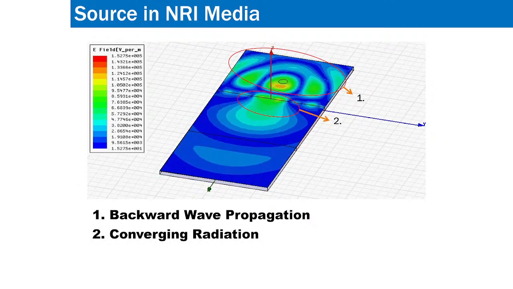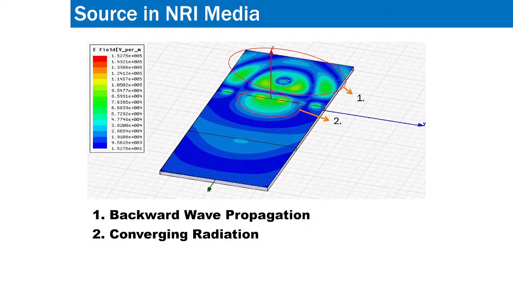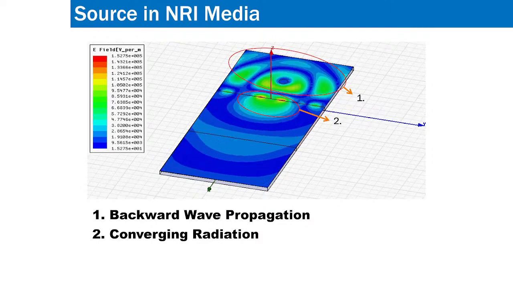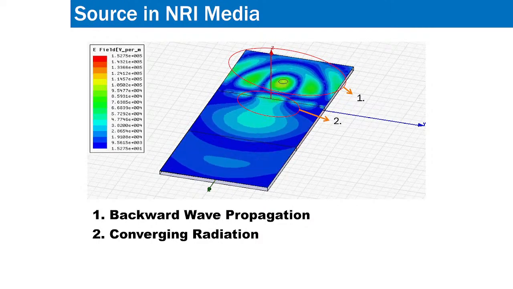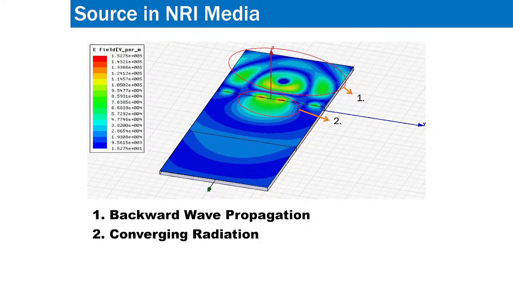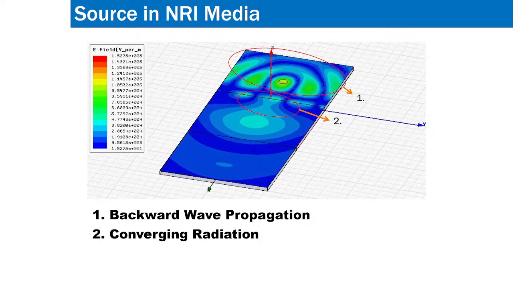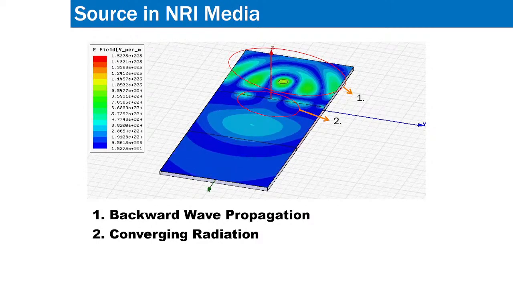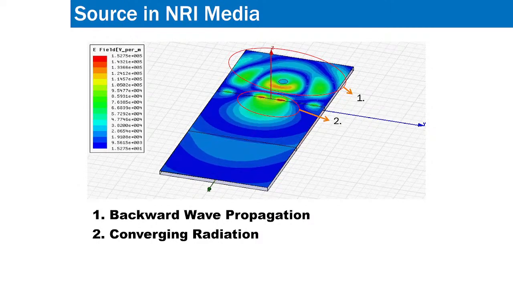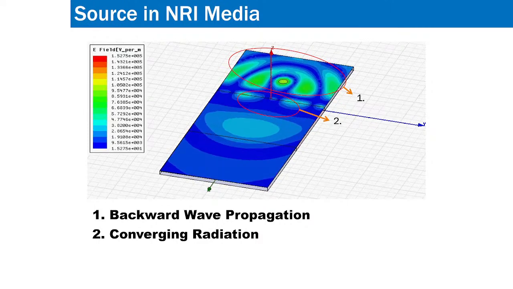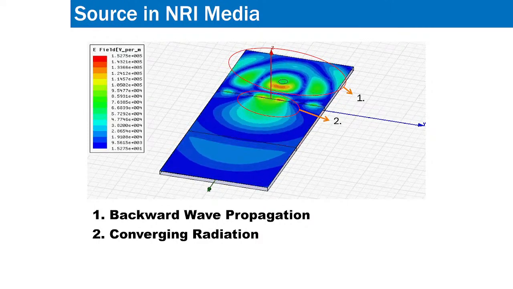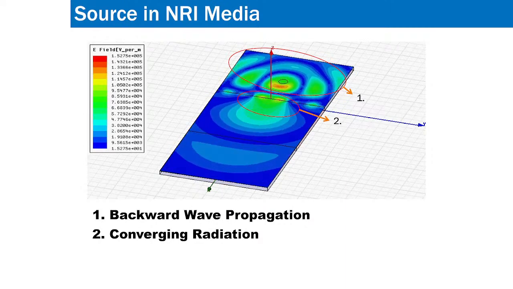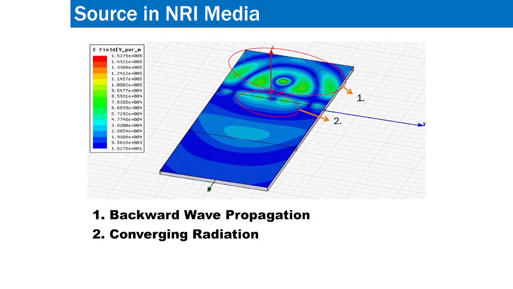Then the radiation is converging. In this case, it is converging. Always, if it is from the negative medium to the positive medium, it is converging. If it is from positive medium to positive medium, it is always diverging. Whereas if it is from negative to positive, it is always converging. So we have a converging radiation that you can see in medium 2, the wave is converging.